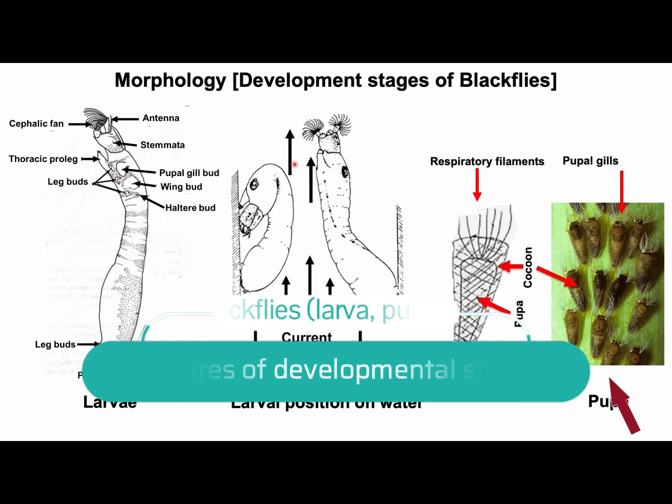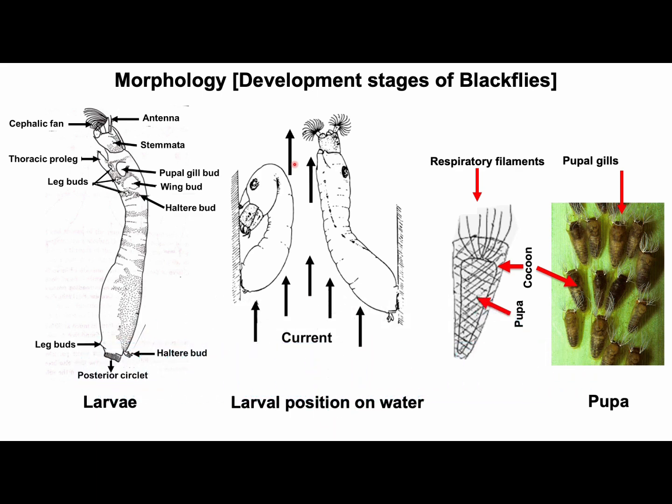Before discussing the life cycle of blackflies, I will first discuss the different developmental stages, which will help us understand the life cycle. Three developmental stages, that is adult, larva, and pupa, are there in the life cycle of a blackfly. In the previous slide, I have already discussed the features of adult blackflies. In this slide, I will talk about the larva and the pupa. Here you can see the different body parts of a larva, larval position in water, and pupa in cocoons.